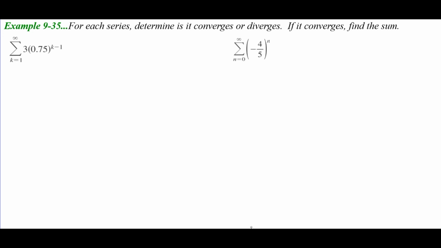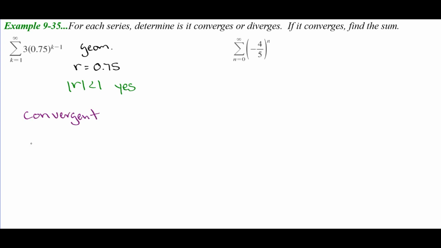So I look at these, and when I see that my variable is my exponent, I know that these are geometric. So this is geometric. If it's geometric, I want to figure out what my r value is, and remember, it's always the base of the exponent. So this one's 0.75. Then I want to check, is the absolute value of r less than 1, and it is in this case. Since it is less than 1 here, I know that it's convergent.